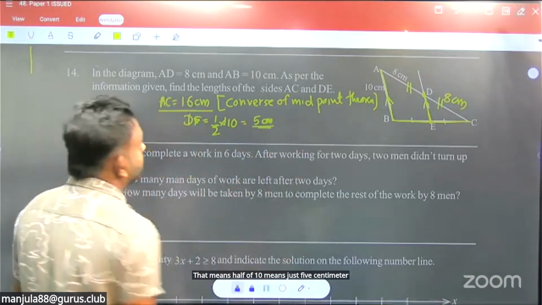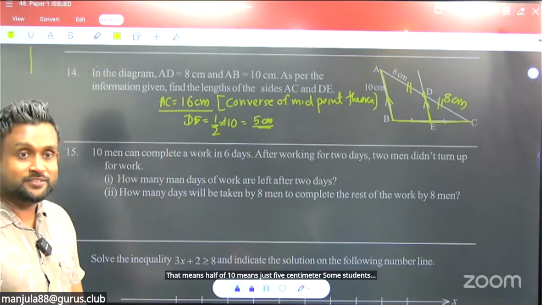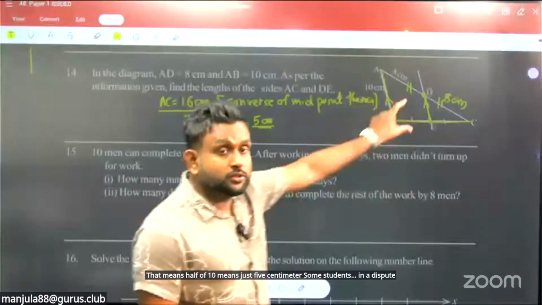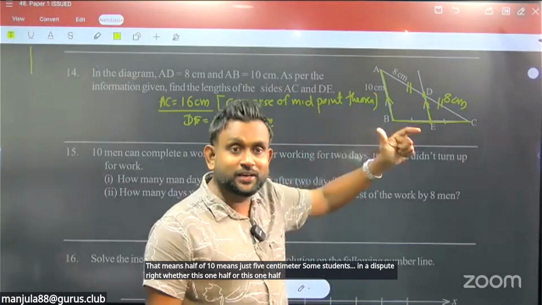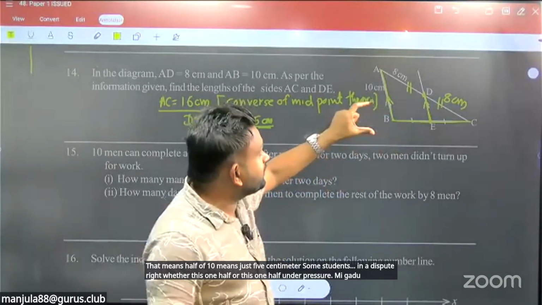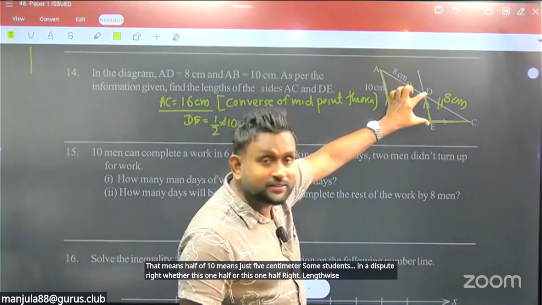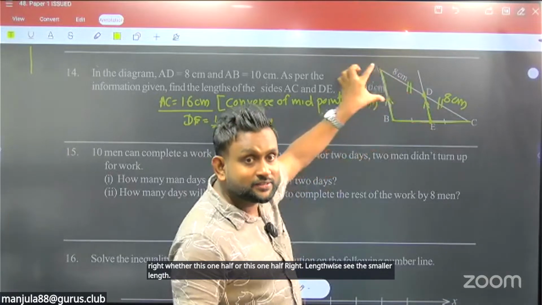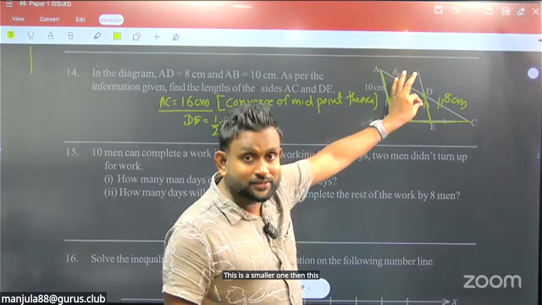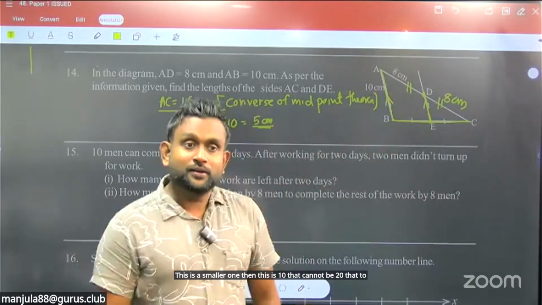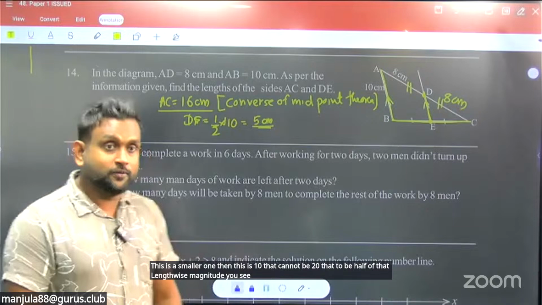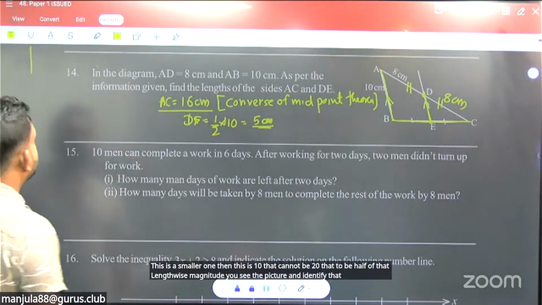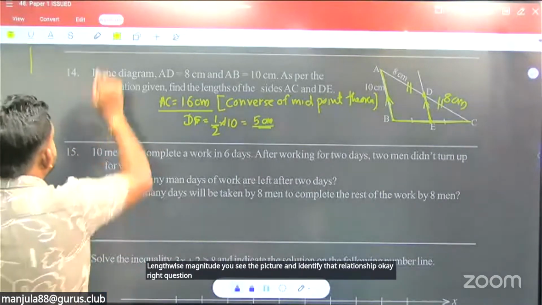Some students will be in a dispute about whether this one is half or that one is half. That is the problem. Now what is the answer? Look at the smaller length. This is the smaller one. Then this is 10, so that cannot be 20. That has to be half of that. Lengthwise, by magnitude, you see the picture and identify that relationship. Okay, right. Question number 15.